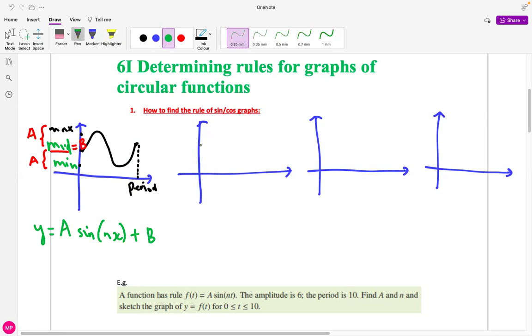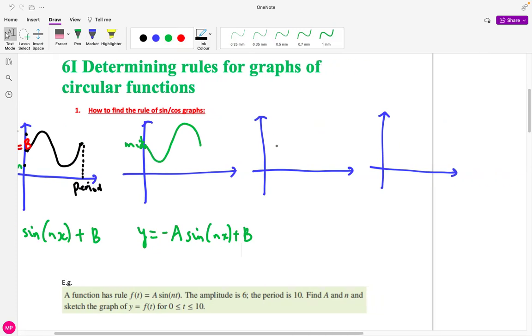Now, same thing, if I start from the middle and this time I go down like this, then this will be a sine graph, but this time you have a negative sign. So y equals negative a times sine of nx plus b. And again, to find a, b, and n, you do exactly the same strategy.